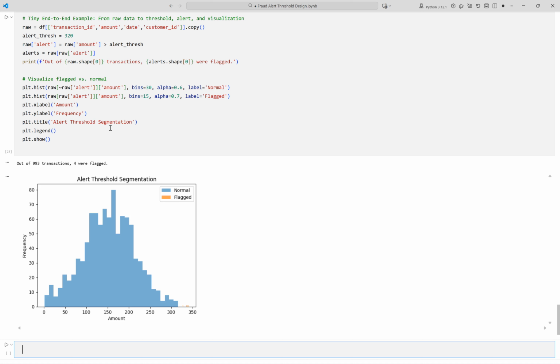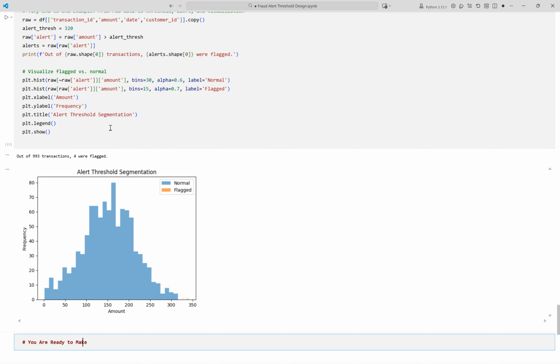Try this workflow from scratch using your own synthetic thresholds. You are ready to make better fraud alerts. Practice tuning thresholds and combining dynamic features.